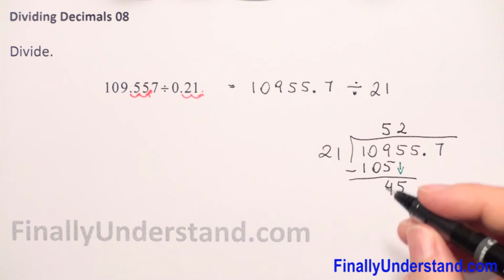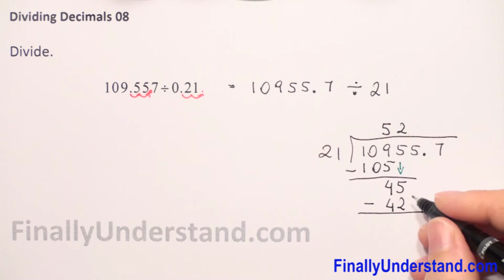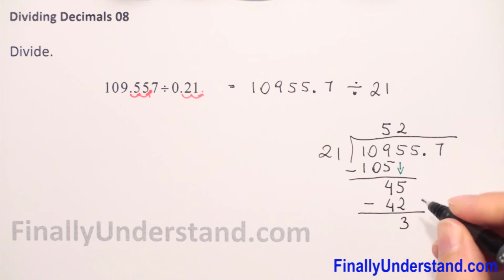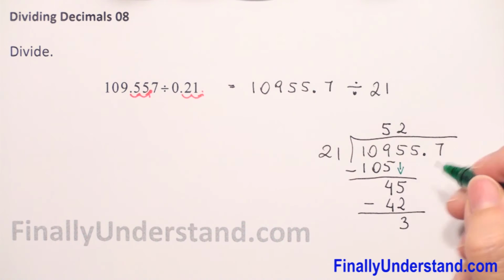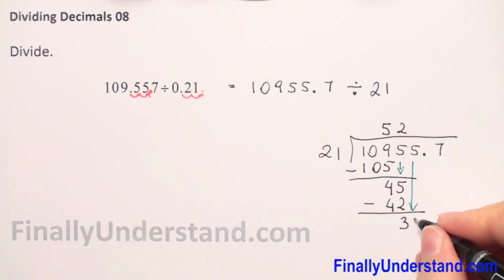2, and now 2 times 21 is 42. And again we have to do subtraction. 5 minus 2 is 3. 4 minus 4 is 0. We don't have to write that. What else? We have to take down the next digit. 5 we take down. So we have 35 divided by 21.